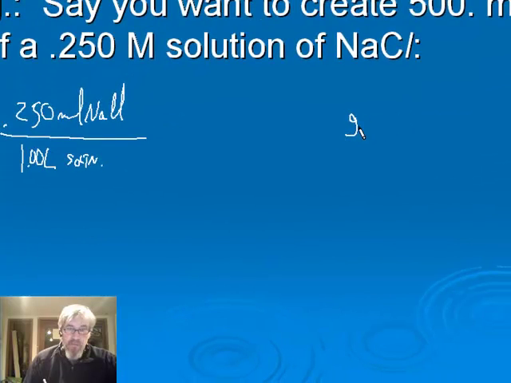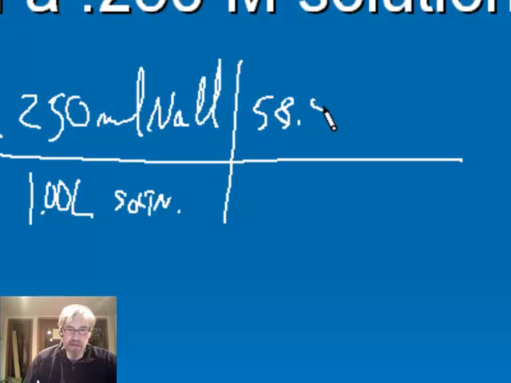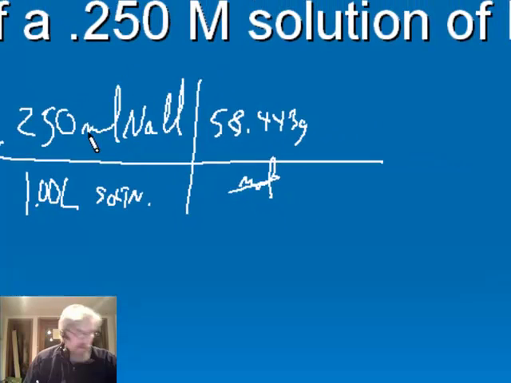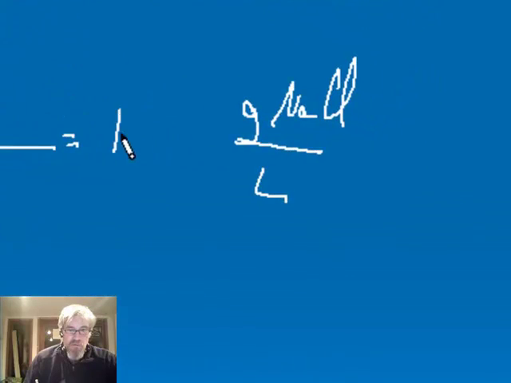Now, what do I want? I want to know how many grams of NaCl will go in a liter. So I change moles into grams by using molar mass. The molar mass of sodium chloride is 58.443 grams per mole. With moles dropped out, I'm now getting grams of sodium chloride per liter. My answer is 14.6 grams would go in every liter.